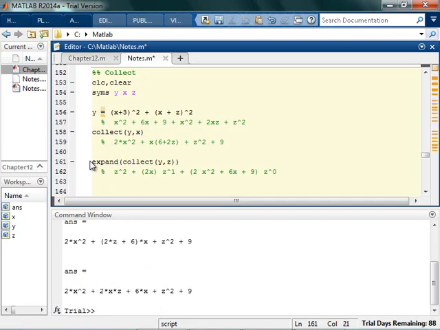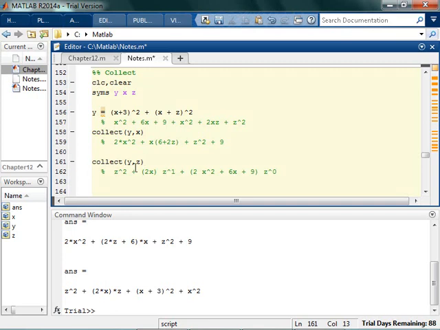I can expand that. But now it doesn't look like it's in terms of z anymore. Actually, wait. Oh yeah, it does. I'm just not very good at looking. I like that one better. I still think that looks better, so I'll stick with that.